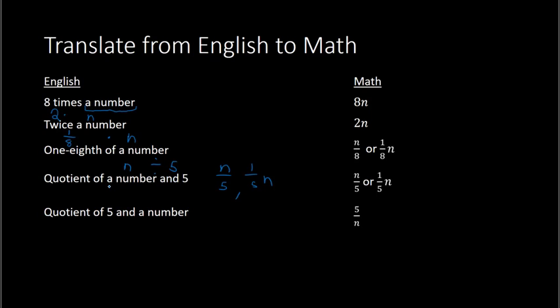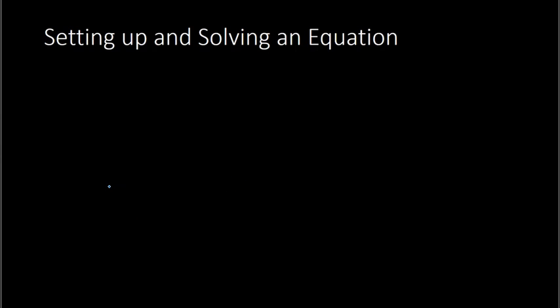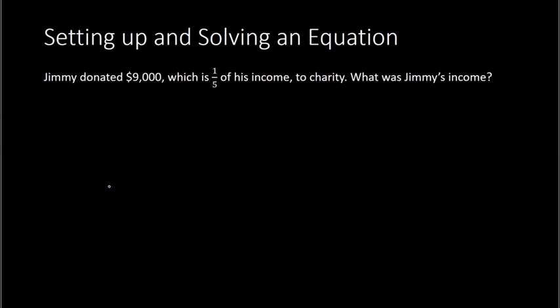So now, using everything that we've learned so far in this lesson, we're going to set up an equation, and then we are going to solve the equation that we set up. So it's going to be a word problem. You're given that Jimmy donates $9,000, which is 1/5 of his income. And then the question is, what was Jimmy's income?